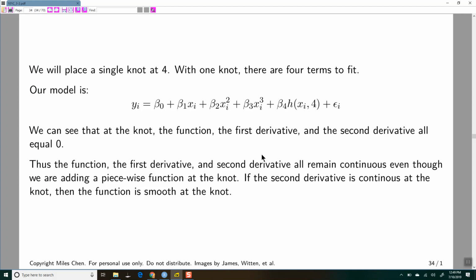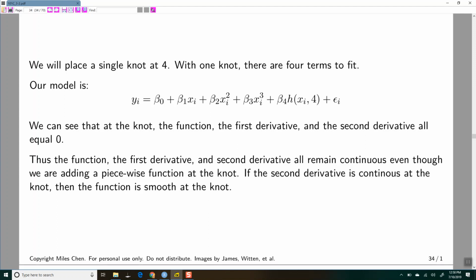And so at the knot, when x is 4, the function, first derivative and second derivative will all equal 0. This is technically for the basis function. This should say, we can see at the knot the basis function, first derivative of the basis function, and second derivative of the basis function all equal 0. I've got to fix that there.